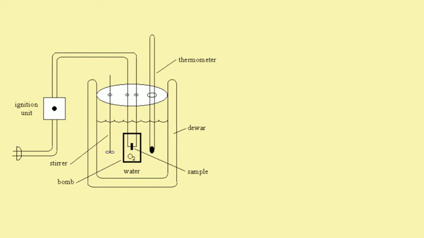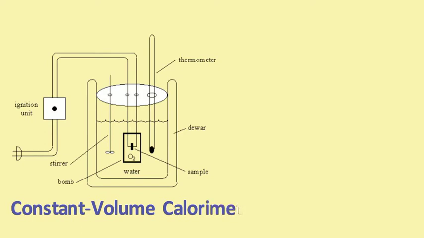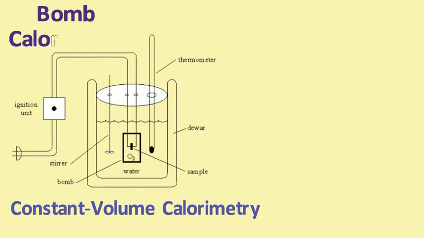But what if you want to ignite something and you're not doing it in solution? You would get this little device. This is called constant volume calorimetry because you're going to put the reaction in a little box. It cannot expand. This is also called a bomb calorimeter, and you're actually going to ignite something and measure the temperature change.